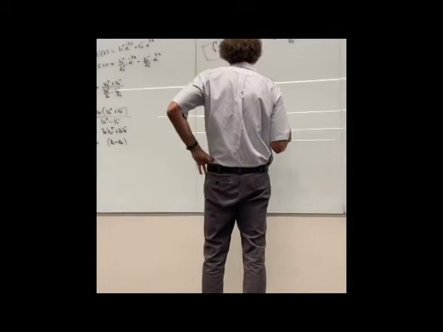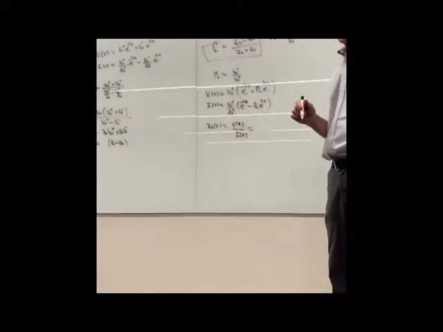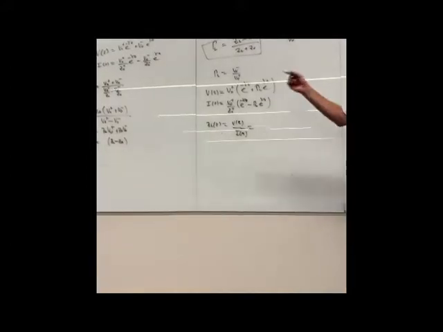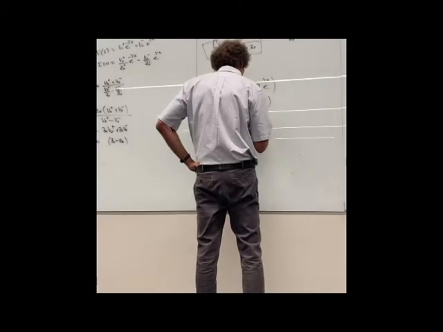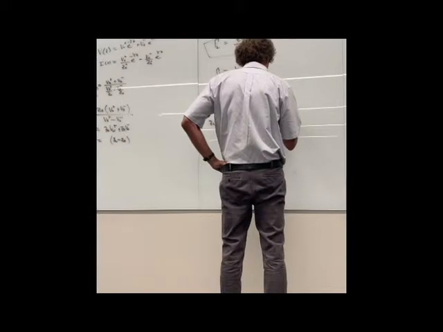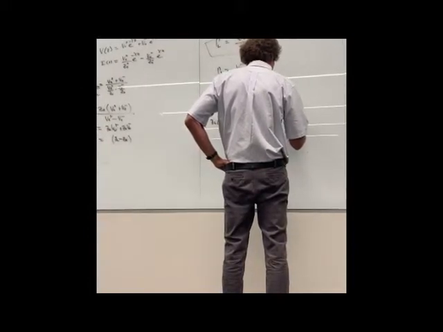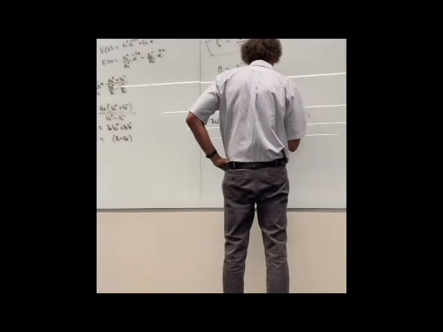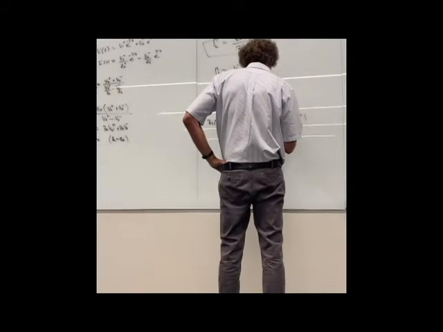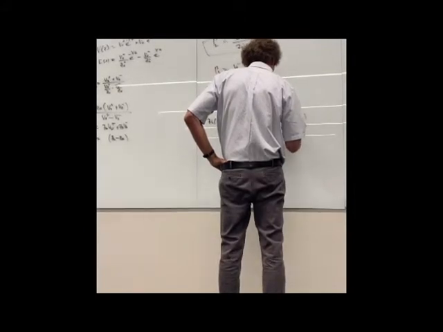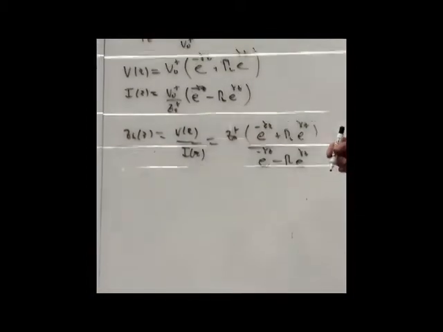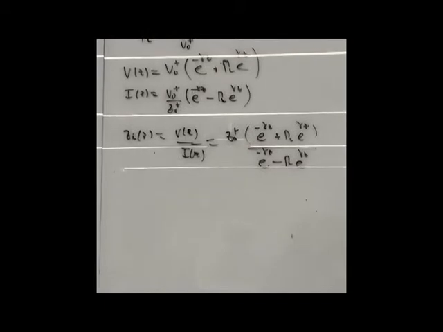And when we do this, I'm going to tell you the V0 plus cancels. I think you can all see that. Right? The V0 plus is in both equations. But when I do this, I get Z0 times e to the minus gamma z plus the reflection coefficient times e to the gamma z, over e to the minus gamma z minus the reflection coefficient times e to the plus gamma z. And that's an absolutely accurate equation. That will give that to you.